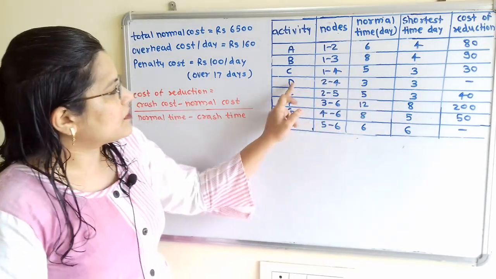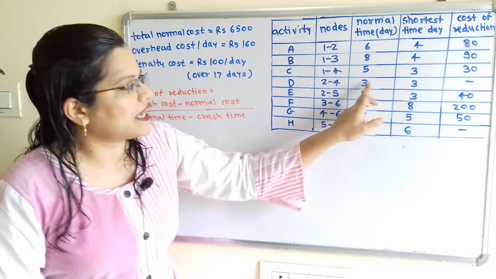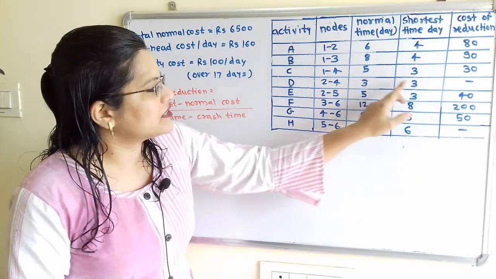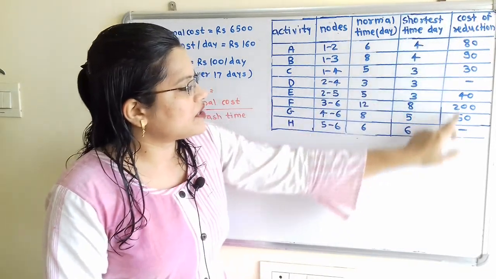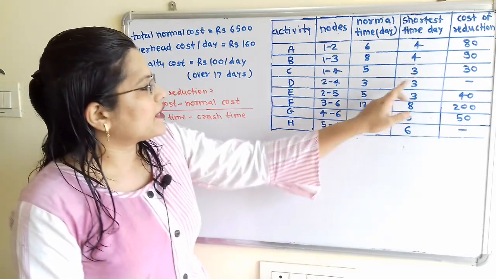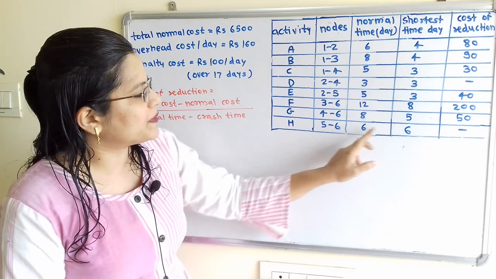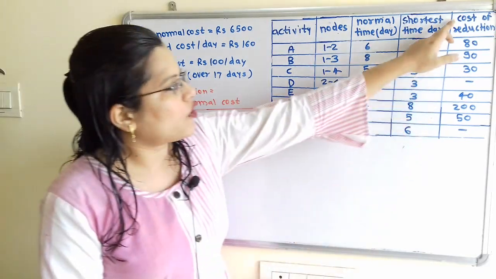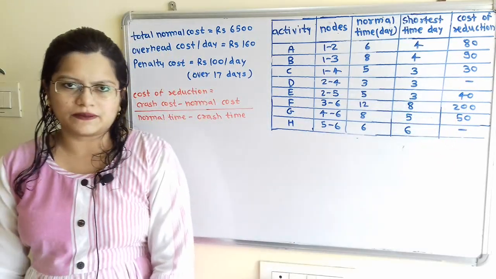Now if we observe activity D, for activity D normal time and shortest time are both the same. So we cannot reduce the time for activity D. Then the cost of reduction is also mentioned for each activity. Here we cannot reduce activity D as well as activity H because normal time and crash time are the same. So the cost of reduction is not there for these two activities.